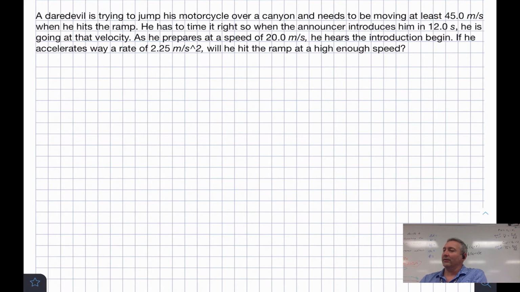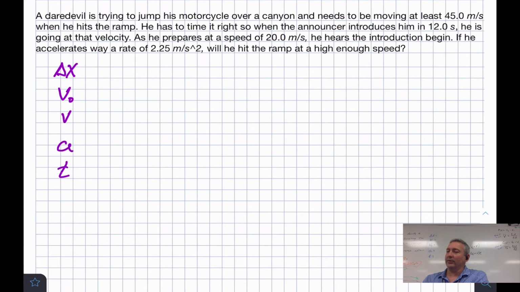He has to time it right. So he has 12 seconds, and he wants to be going at that speed. So he's going at 20 meters per second to prepare. He hears the introduction, so he's got 12 seconds. So he needs to know, is he going to be going the right speed by the time he accelerates at a rate of 2.25 meters per second squared.